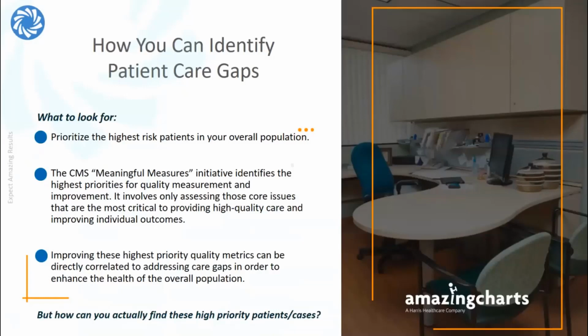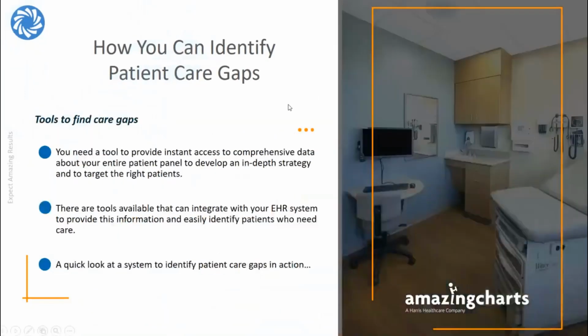And improving these highest priority quality metrics can be directly correlated to addressing care gaps in order to enhance the health of the overall population. Because you're focusing on these CQMs and these care gaps and managing them, the overall health of your population is going to get better. So how do you actually find the high priority patients and cases?